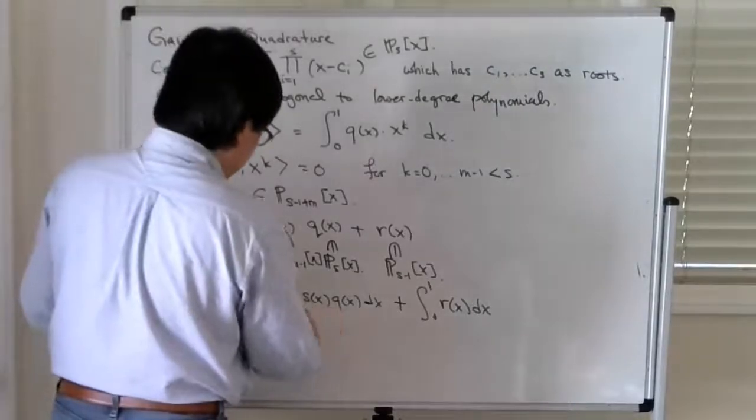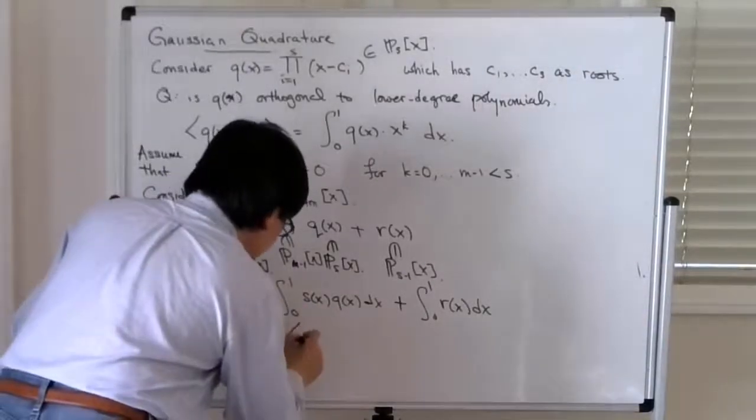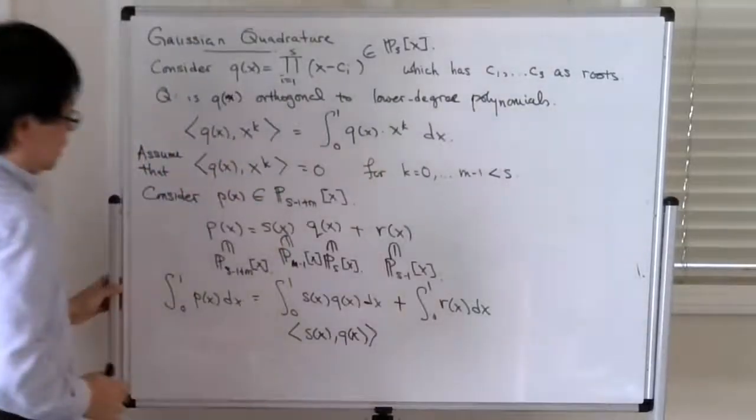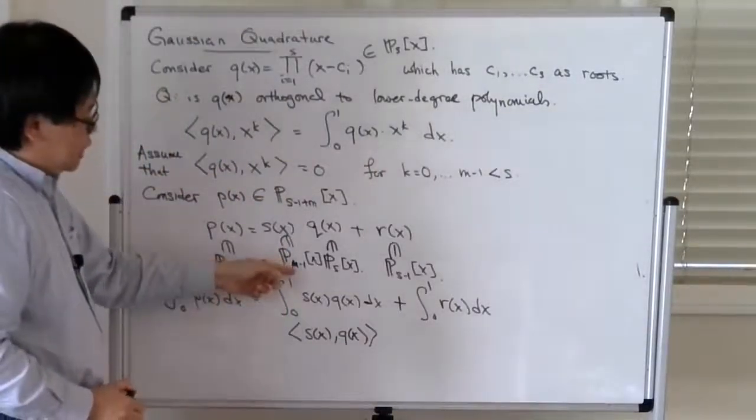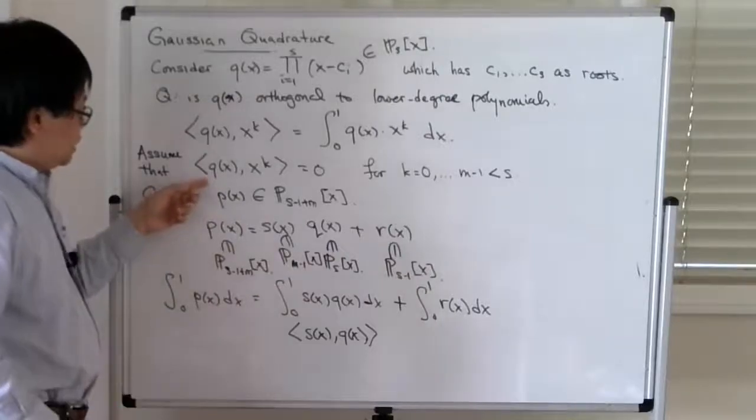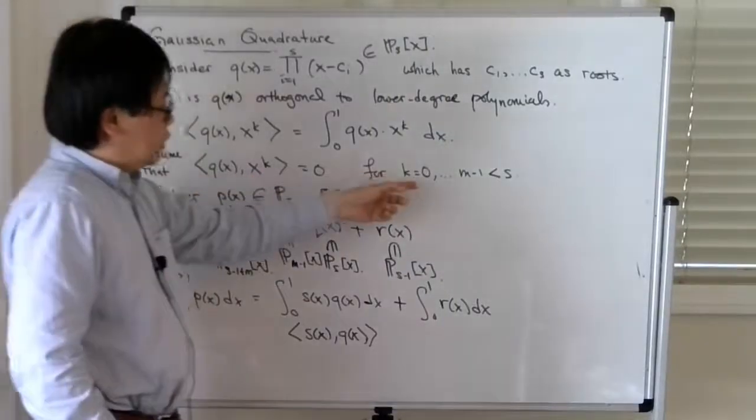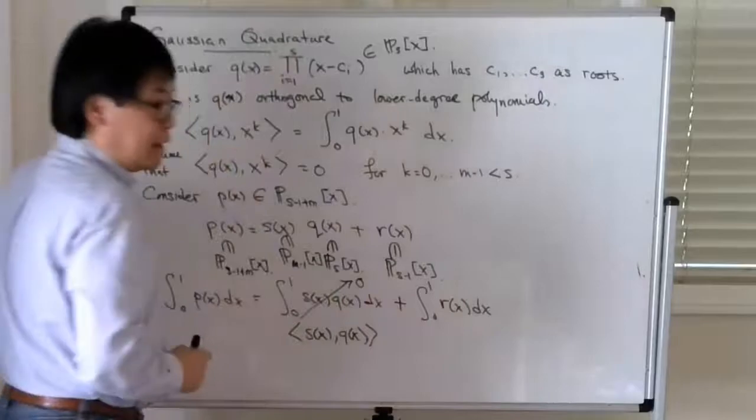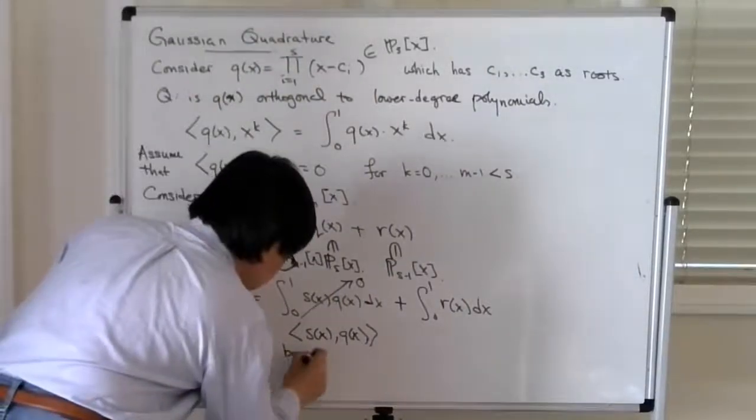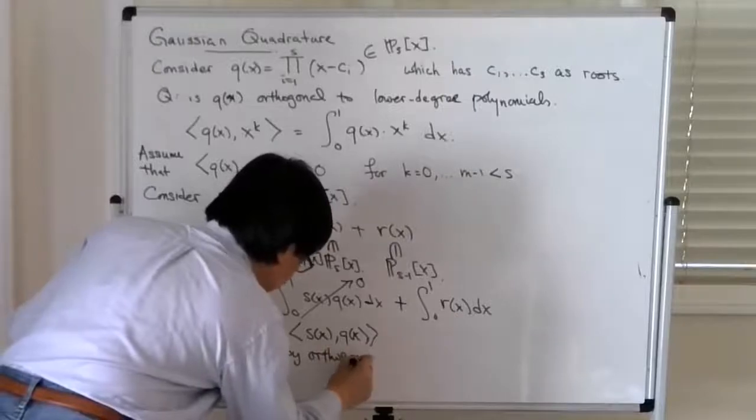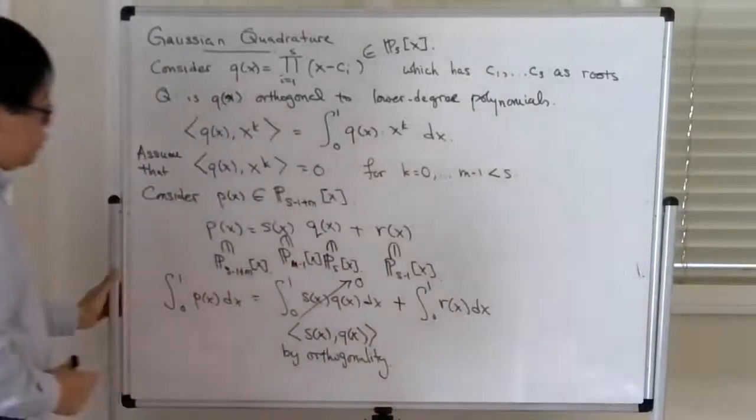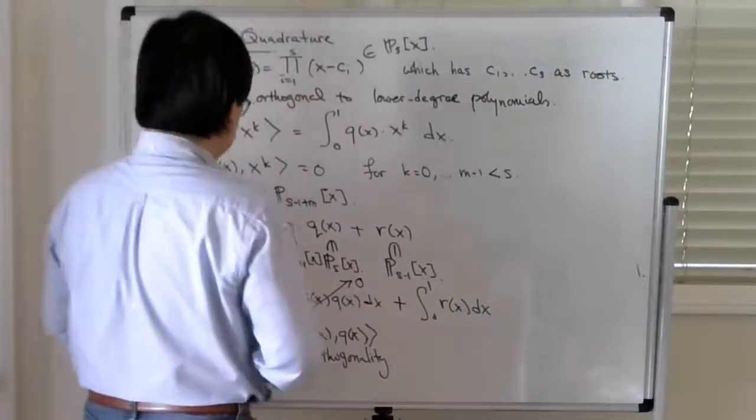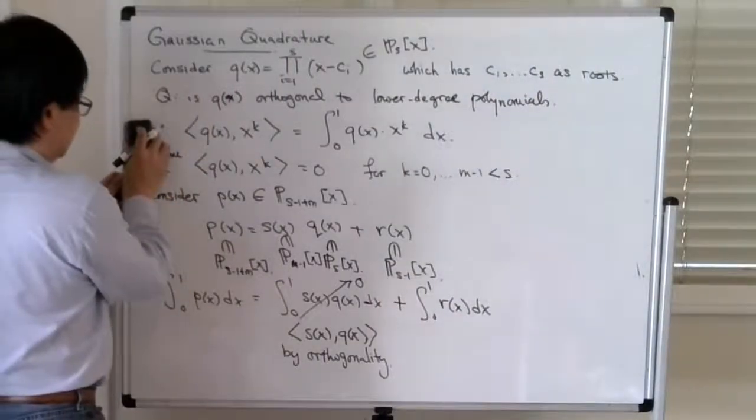So the first observation is this. This is, of course, nothing more than the inner product between s of x and q of x. Okay, but s of x is a polynomial of degree up to m minus 1, and by assumption, q of x is orthogonal to all polynomials of up to degree m minus 1. So this inner product here vanishes by orthogonality. Okay. Right, then you're just left with this term here. So that's the first observation, and then let's see what happens when we look at the quadrature rule.